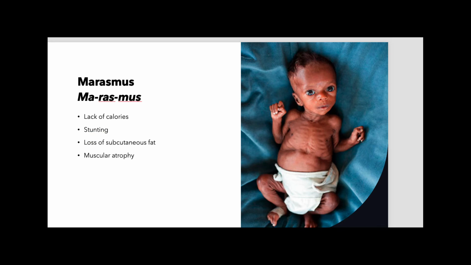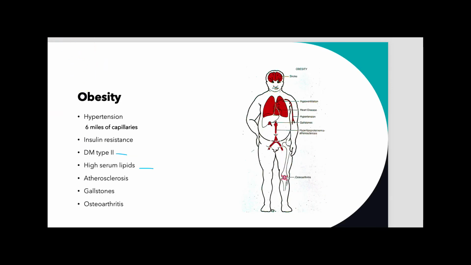Now, on this slide, we have an example of the opposite end of the spectrum, which is obesity and diabetes. We know that this happens when we have an excess intake of calories and we do not match that intake with calorie utilization. So we begin to develop weight, and with that weight development, we start to develop things like hypertension, and hypertension is super impactful in type 2 diabetes. We know that this will basically impact the 6 miles of capillaries that we have within the human body. We get insulin resistance.